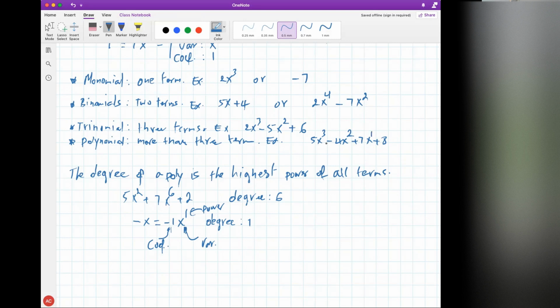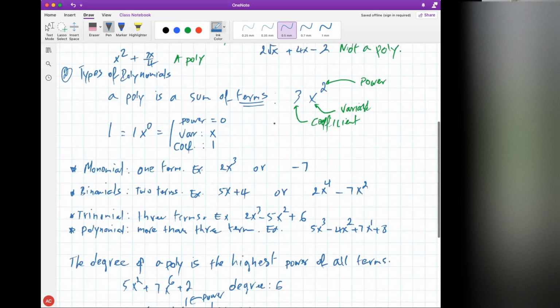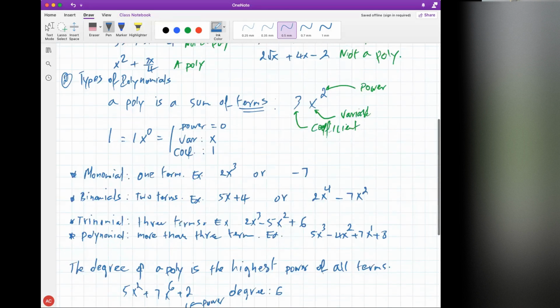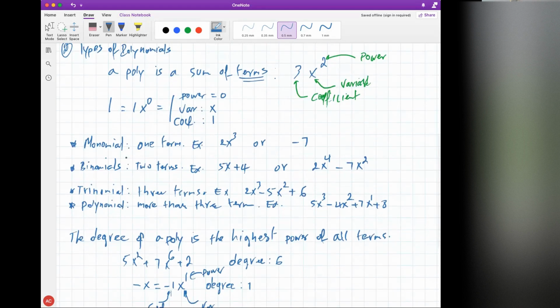And here, of course, it's 1. The coefficient here is negative 4, and so on. The coefficient is positive 7. So each term has its own coefficient and sign. Okay, so a polynomial is made of terms. A term is made of these 3 things, and we name polynomials based on how many terms they have, 1, 2, 3, or more.